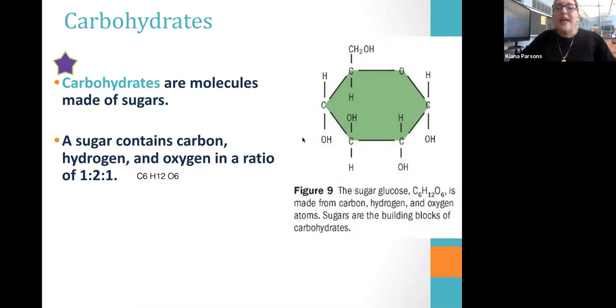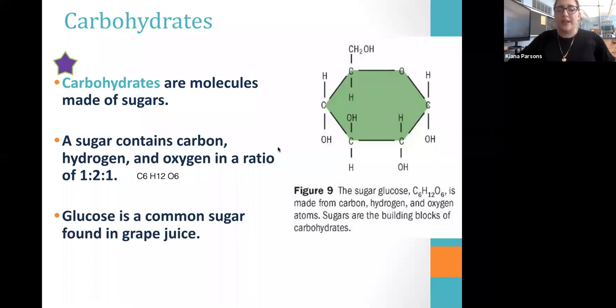And you can see here, this is the chemical structure of glucose. And if you count them, you'll see that there are 6 carbon atoms, 12 hydrogen atoms, and 6 oxygen atoms in this glucose. And this sort of pentose shape, or in this case, hexagonal shape, is typical of a carbohydrate. So you want to recognize that shape. If you see that, you know it's a carbohydrate.